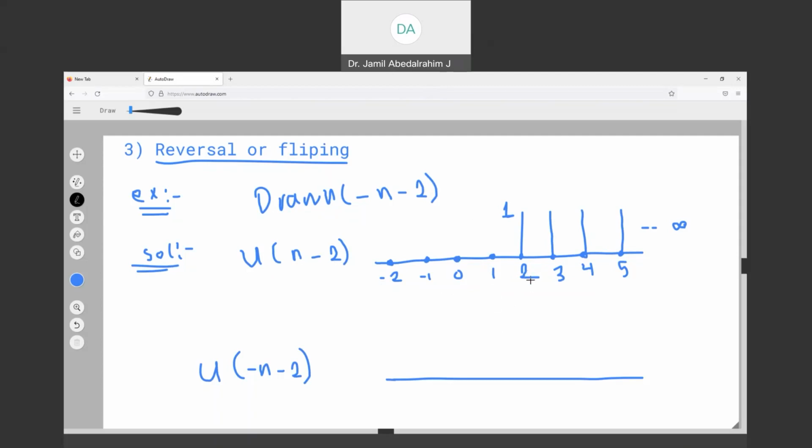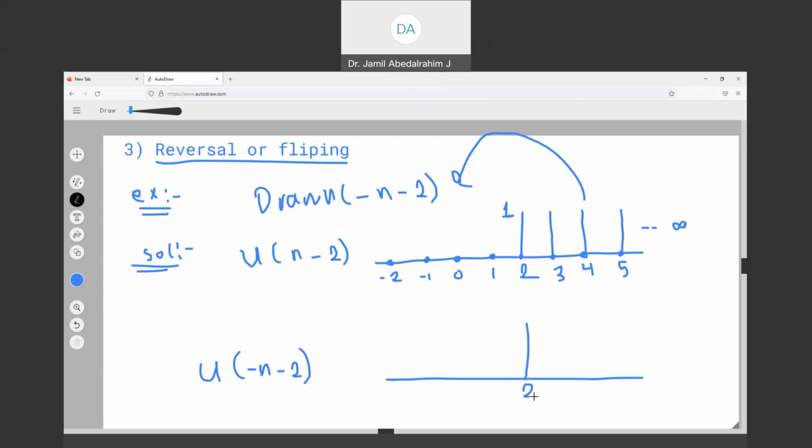From plus 2 till infinity, we need to reverse it like a mirror. We need to move it. It was in this part, and we move it to the other part. Reverse it or flip it. But don't forget to keep the first impulse. So this part we move to that part like a mirror. Okay, it will be like that.